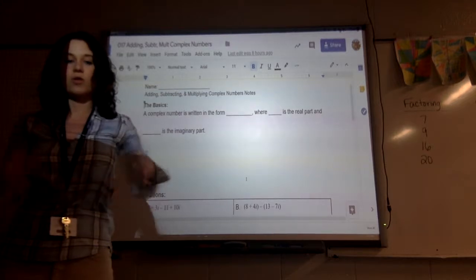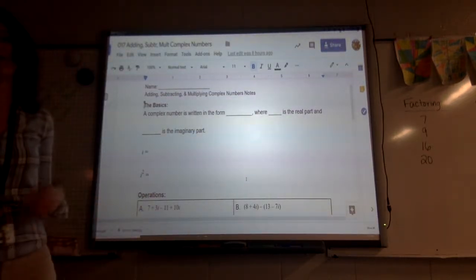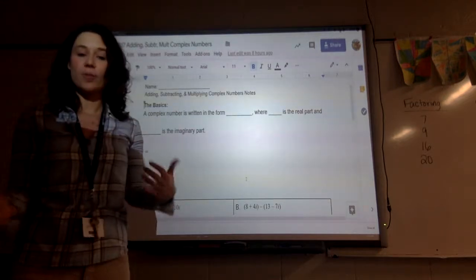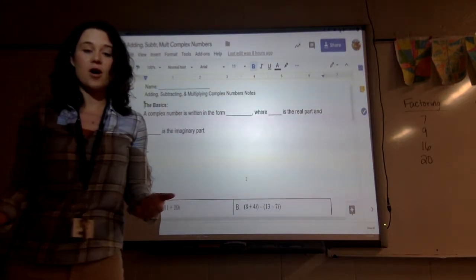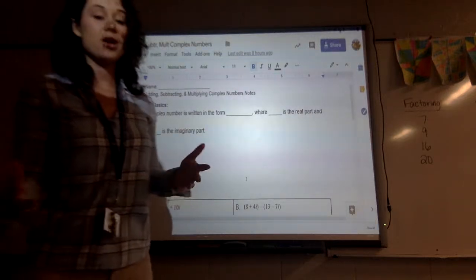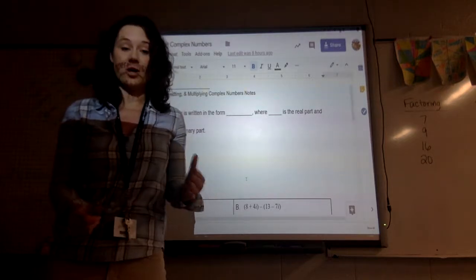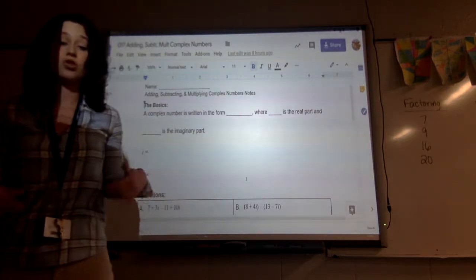We are done with solving quadratics. We are going to move on to a separate topic that sort of goes along with quadratics, and you'll see it again later on in the year. We're going to talk about complex numbers today. When you think about what the word complex means, usually we think complex means hard. In this case, these are not going to be very hard. Here's what complex numbers do mean.